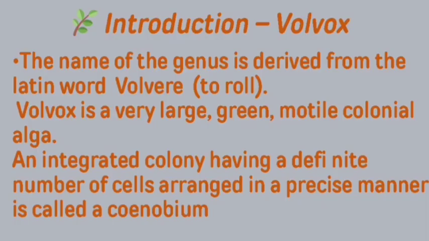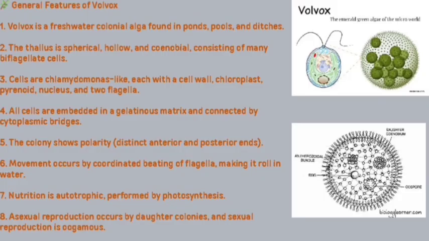Let's start with the introduction part of Volvox. The name of the genus is derived from the Latin word volvere. Volvere means to roll. It is a very large green motile colonial alga that exists as a colony having a definite number of cells arranged in a precise manner, and this precisely arranged group of cells is called a coenobium.